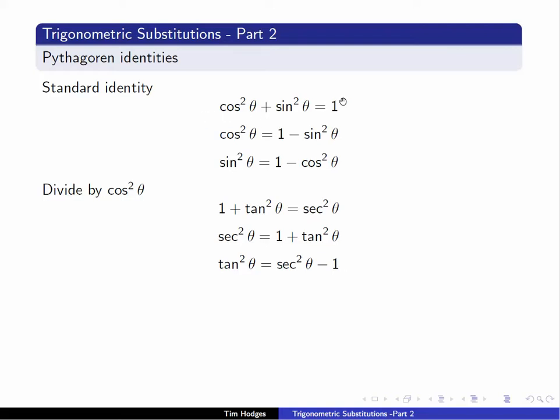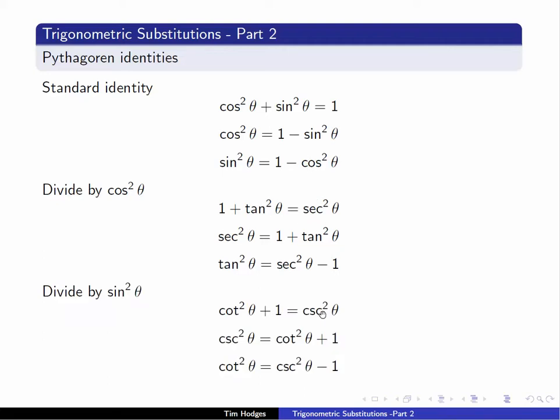Dividing this top row by sine squared gives us a set of analogous identities for cotangent and cosecant. We won't be using these so much, so I won't dwell on them.